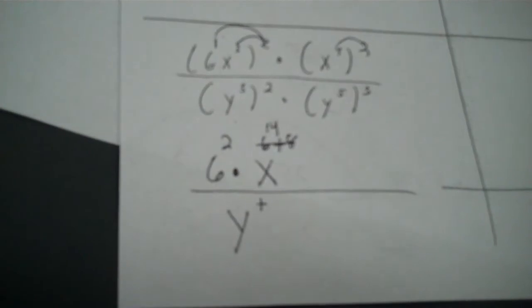Now on the bottom, okay, you have a factor of y, and then another factor y, so I just put a plus there. So 3 times 2 gives me 6. 5 times 3 is 15. So we take 6 plus 15. And that's going to be 21. So it's y to the 21st power.